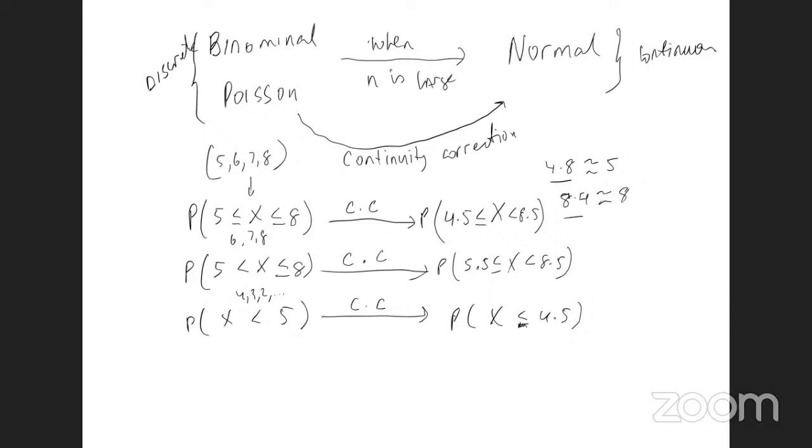Oh yeah, I forgot to give it equal to. Suppose it was equal to 5. What would be the continuity correction for equal to 5?